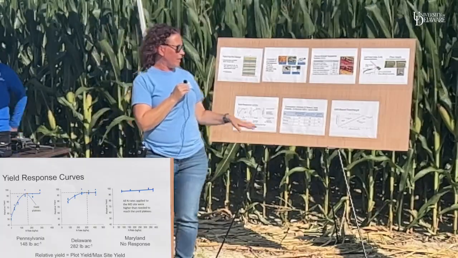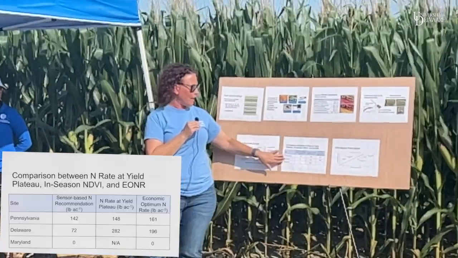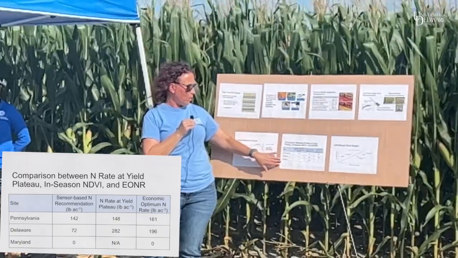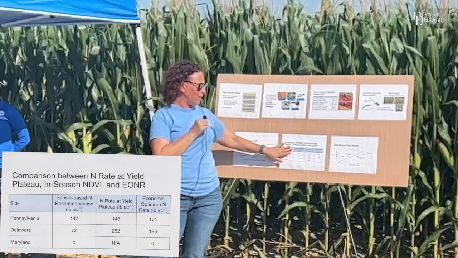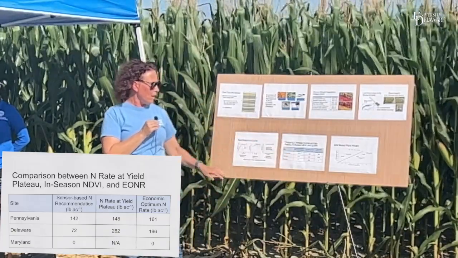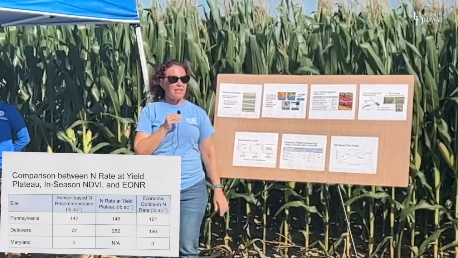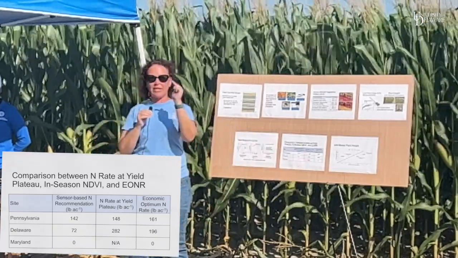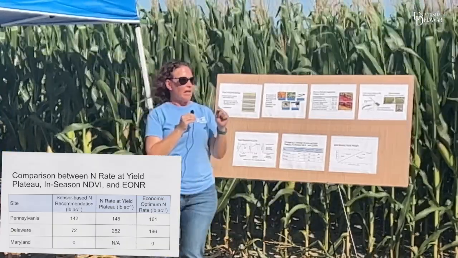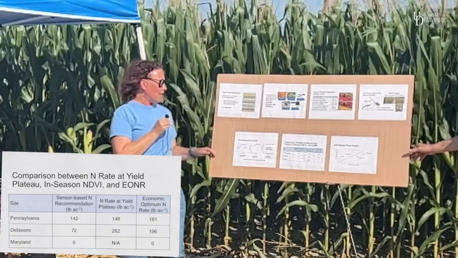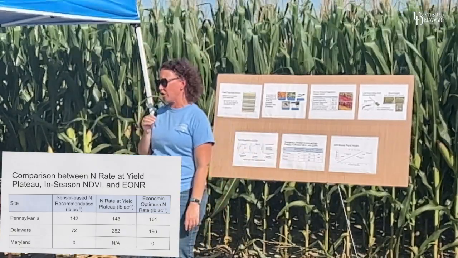Right now, I just have the information from our drone-based sensor base, and we had a site in Pennsylvania, and Delaware, and Maryland where we did this. And on the other side of your paper, it gives you that information about what the recommended rate would have been for that particular site, and then what our nitrogen rate at the yield plateau was. So essentially the maximum yield you could have gotten for that field, what was the nitrogen rate that we applied to achieve that. And then we also calculated based on fertilizer price what your economic optimum nitrogen rate was.